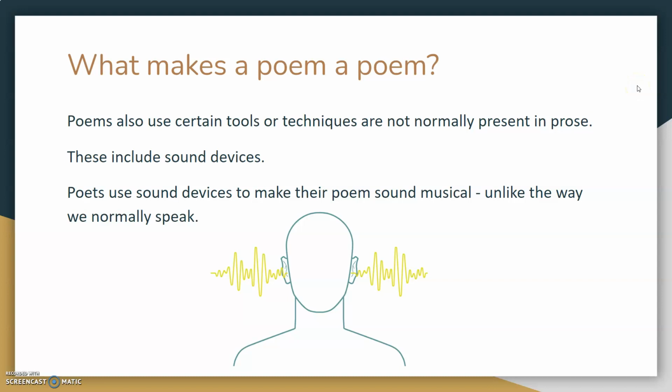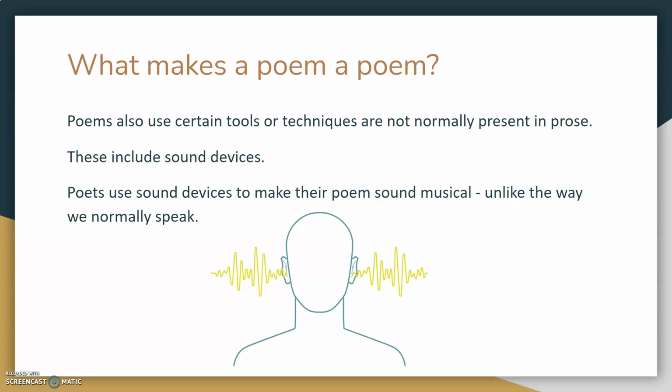Alright, so let's move on to poetic devices. Again, poets use certain devices which distinguish poetry from prose, one of them being sound devices. Sound devices are going to make a poem sound a certain way. They're going to make a poem sound musical. They're going to allow that poem to have a rhythm or a beat. If we were to read prose out loud, prose is going to sound like natural speech, sort of like I'm speaking right now. If you were to read a poem out loud, it should sound more musical. And that's one of the things that distinguishes a poem from prose.